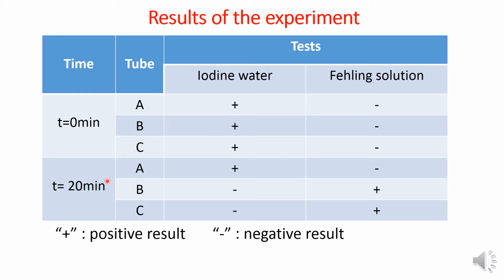At t equals 20 minutes, tube A gave the same result as at t equals 0. It gave positive result with iodine water and negative result with the Fehling solution. This indicates that starch is present and reducing sugar is absent. While tubes B and C give negative result with iodine water, this indicates that starch is absent, and positive result with Fehling solution, this indicates that reducing sugar is present.